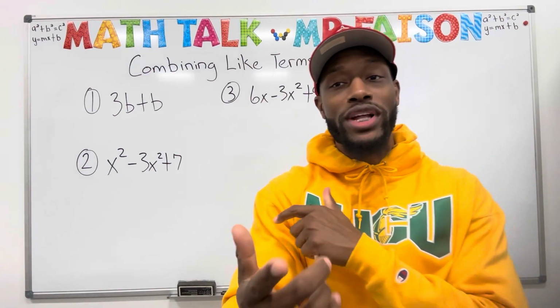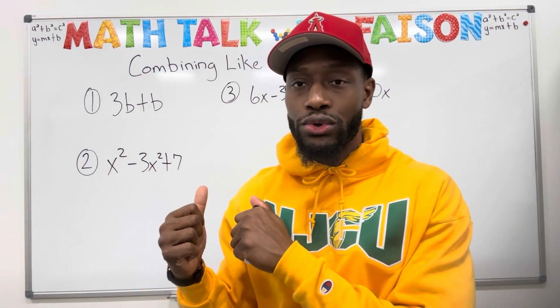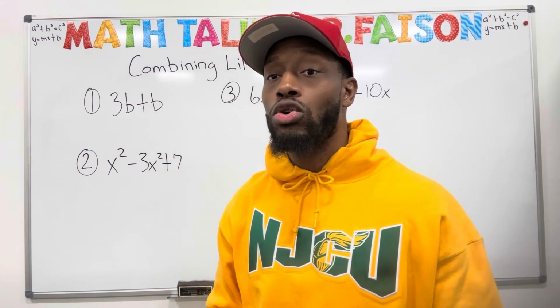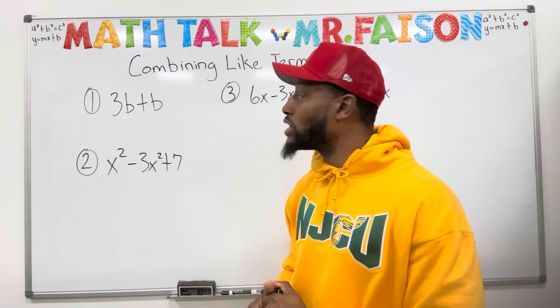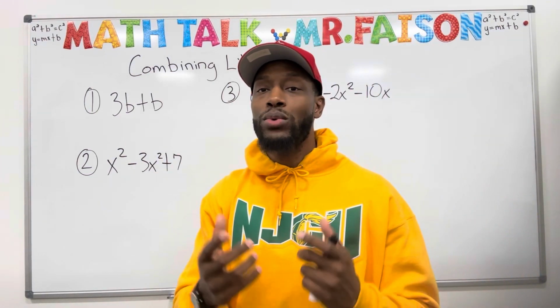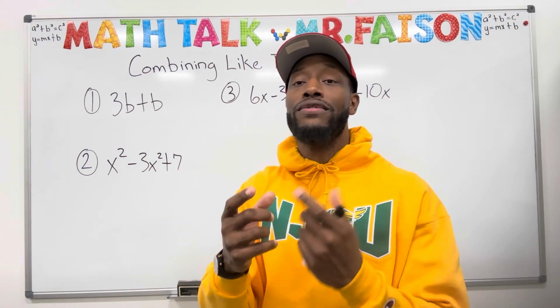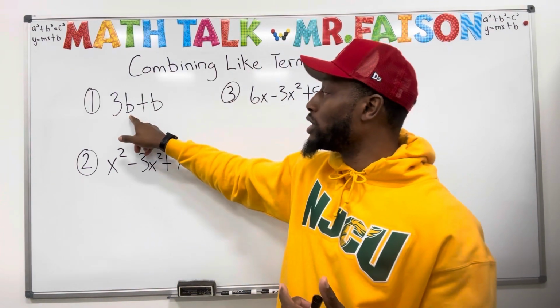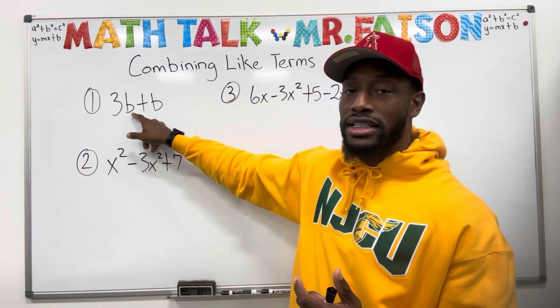Combining the like terms. So now what we're looking at is I put 3 problems on the board for us to run through together so we can see what it's like to combine like terms. So let's take a look at it. The first one we're talking about 3b plus b, right? Well, I need y'all to understand when we combine like terms, we need the variable and the exponent to be identical twins. Now, if we look at this first one, I noticed that it just says b, right?